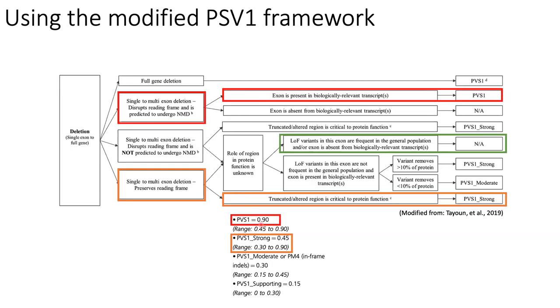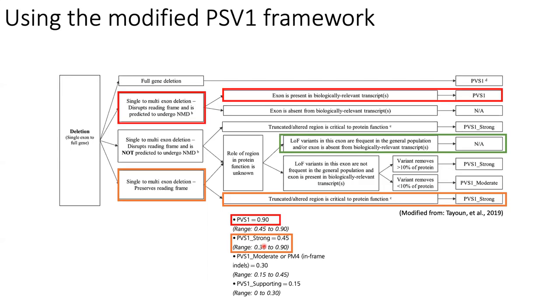Let's say that there is an event, and instead of being out of frame, it's in frame. So it will lead to a region that is missing, and we have to prove whether that region is critical for the protein function. If it's critical for the protein function, then we will get PVS strong, and those would get 0.45, which will classify the variant by default as a variant of uncertain significance, and has some range depending on how strong the evidence is that the part of the gene that is missing is key for its normal function.